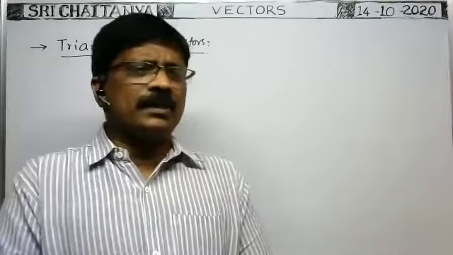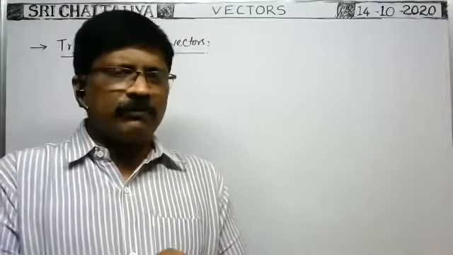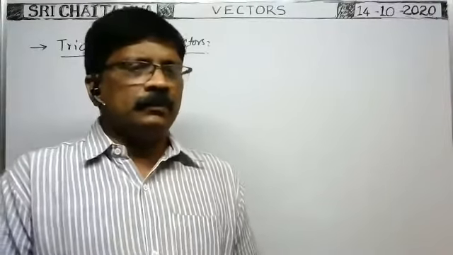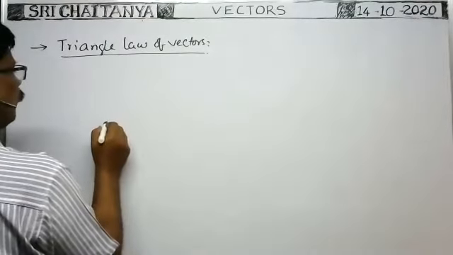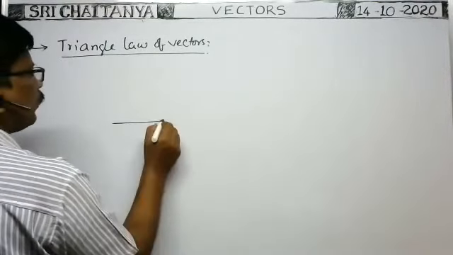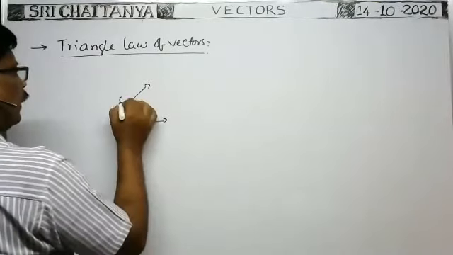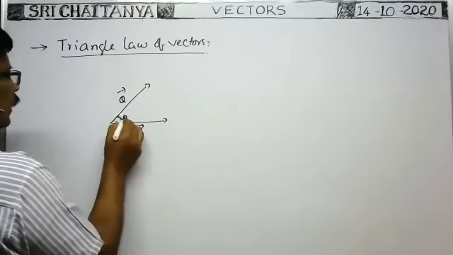Next, the triangle law. I already said the triangle law is almost the same as the parallelogram law of vector addition, so I will just recollect it here. Suppose there are two vectors acting on a particle simultaneously. Here, this is p bar, this is q bar. The angle between these two vectors is theta.